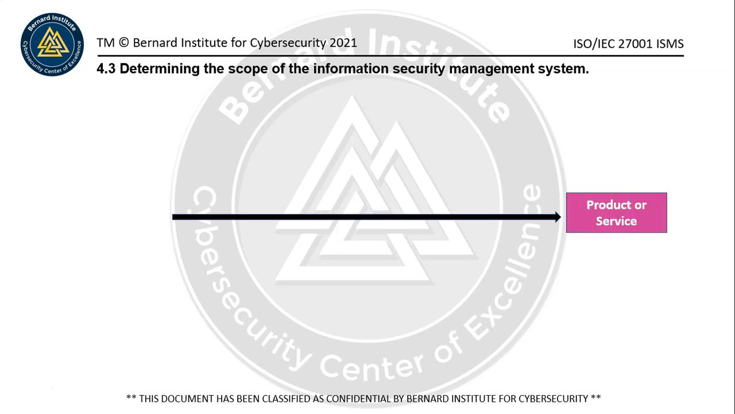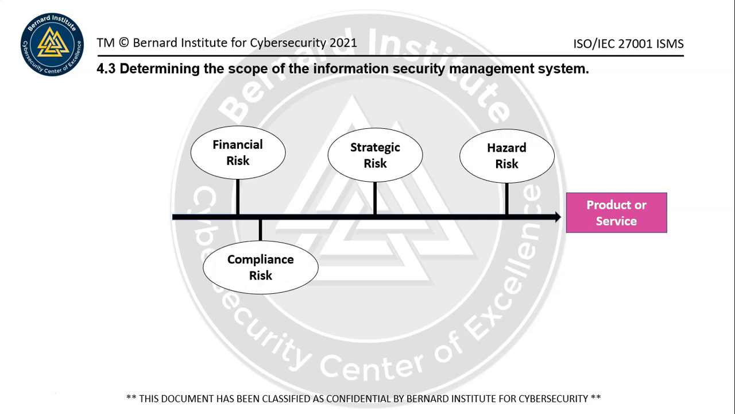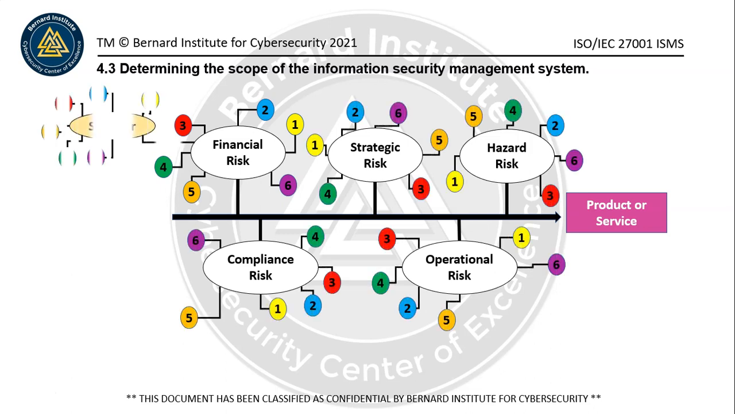Now again, determining the scope. Something else that might help you determine the scope is by going back to that enterprise risk management process, looking at your product or your service and looking at the financial risks attached to it, strategic risks, hazard risks, compliance risks, and operational risks. And then from there, looking at the assets. So these are all labeled. So we have, again, people, information, software, hardware, telecommunications, and facilities that are used to deliver and protect financial risks. The same with strategic, hazard, compliance, and operational. And we may have some suppliers. So we may have some third parties in the supply chain that also help deliver some of the services.